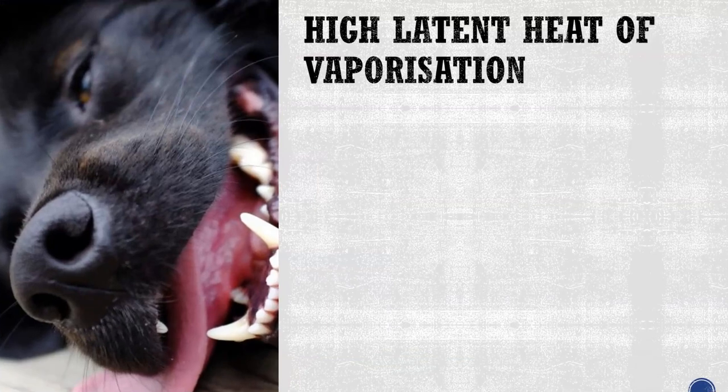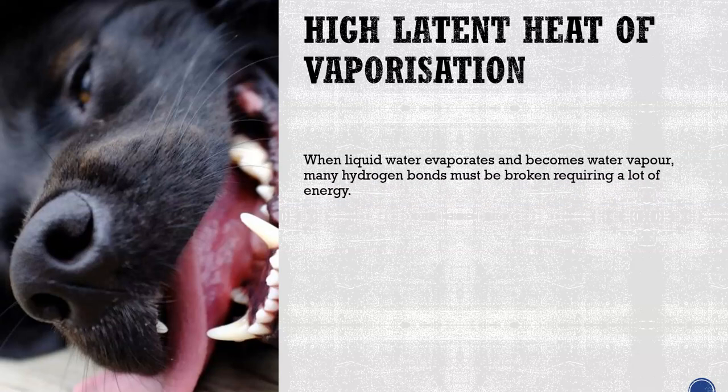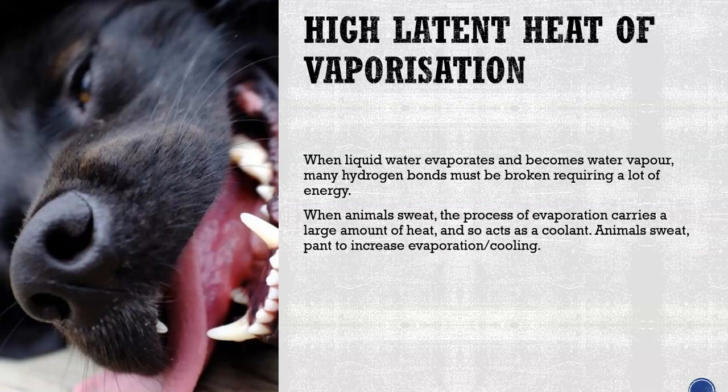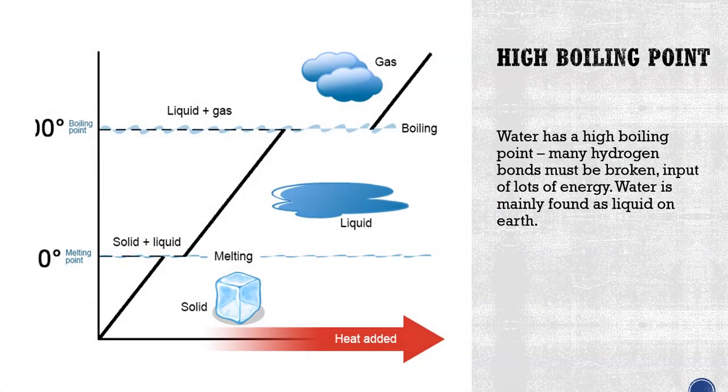Okay, now another quality of water in terms of thermoregulation is this high latent heat of vaporization, and we've got our dog there panting. When liquid water evaporates and becomes water vapor, the hydrogen bonds must be broken, requiring a lot of energy. Now, when animals sweat, the process of evaporation carries a large amount of heat and so acts as a coolant. So animals sweat and pant to increase evaporation and cooling. It's quite fascinating, and we will look into that further in future units. This is just introducing the idea.